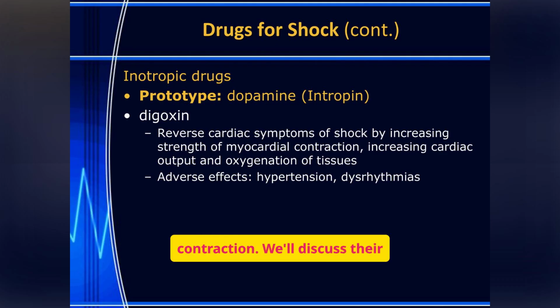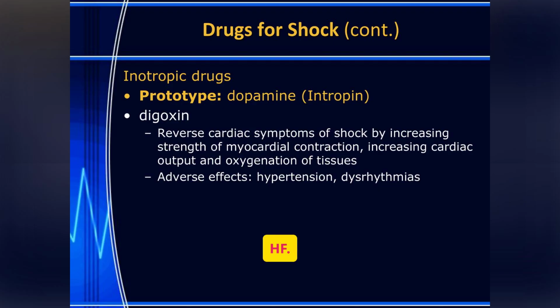We'll discuss their uses in shock. Dopamine works dose-dependently. Low doses dilate kidneys. Moderate doses increase contractility. High doses cause vasoconstriction. Digoxin strengthens contractions but acts slower, more useful in chronic HF.